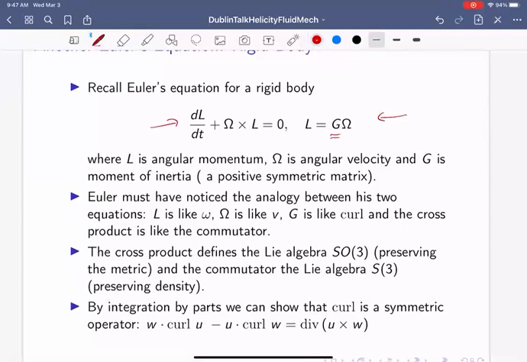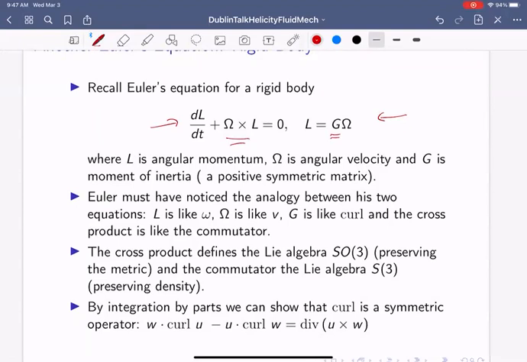As the body rotates, the frame in which the moment of inertia is diagonal will rotate with it. So you need to write the equation in a frame which is co-moving with the rigid body. And in that co-moving frame, the total time derivative of angular momentum is the explicit time derivative, plus another term that comes from the rotation of the frame itself. And that's going to be the cross product of velocity and angular momentum.